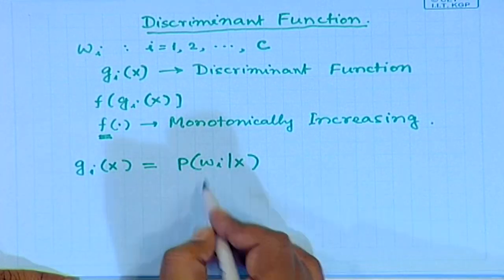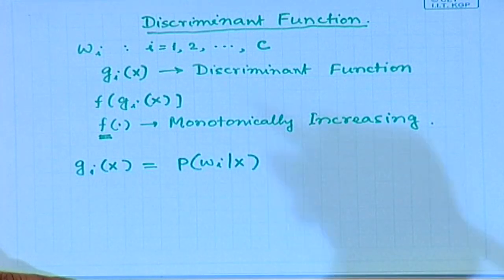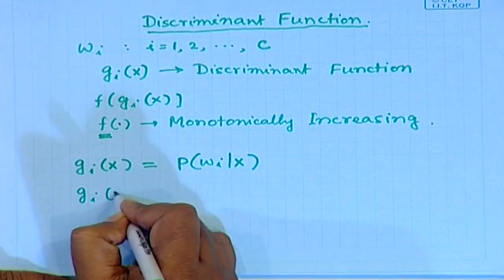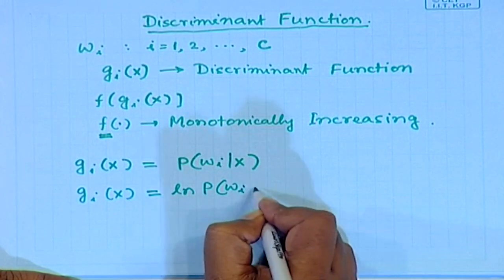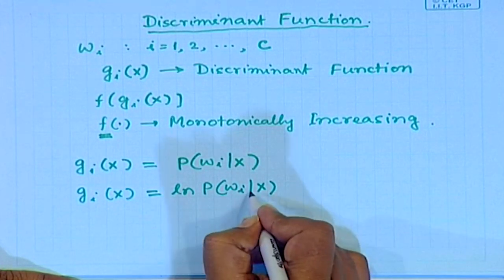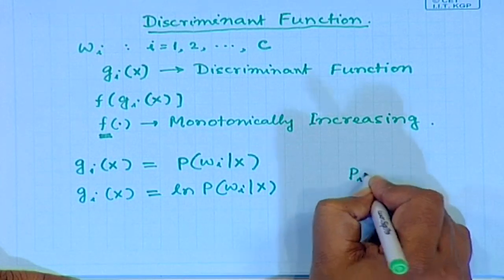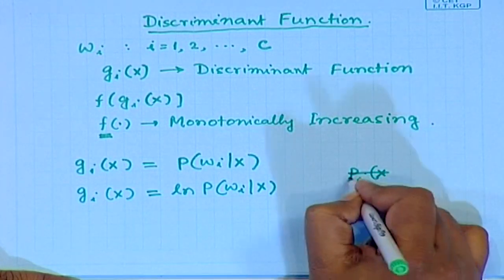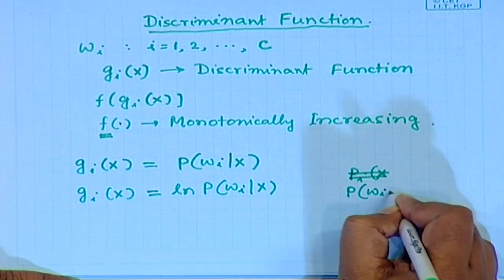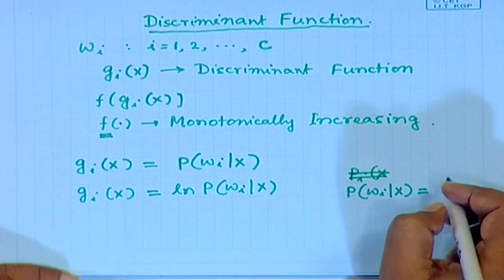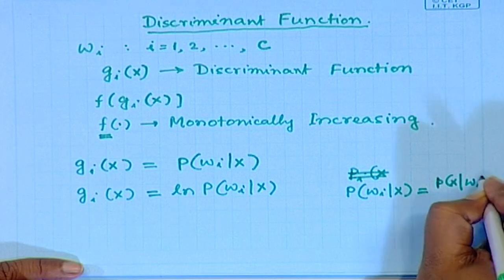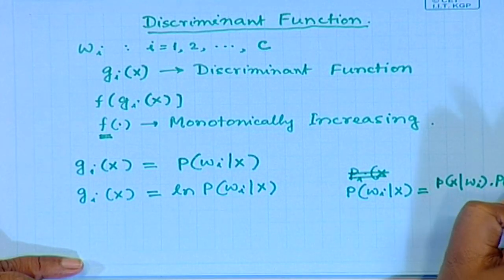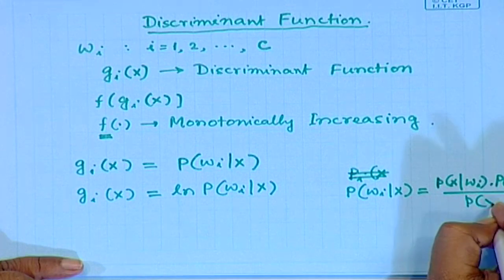And then we said that logarithm being a monotonically increasing function, I can also define g i of x as log of p of omega i given x, and because p of omega i given x is nothing but p of x given omega i into p of omega i upon p of x.